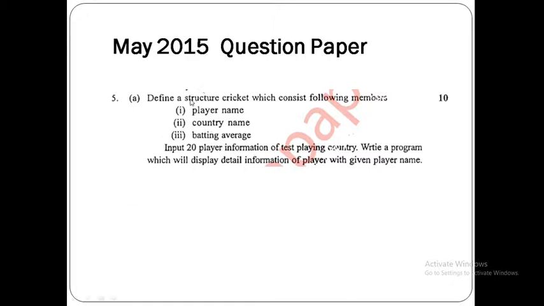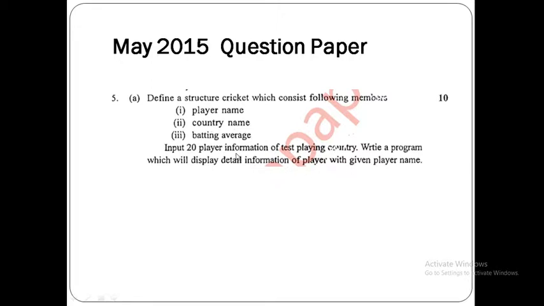Again here we have to define a structure with the name cricket, which will contain these many parameters in it. First one is player name, second one is country name, and then batting average. And finally we have to input 20 player information of test playing country, and we have to write a program which will display detailed information of player with given player name.